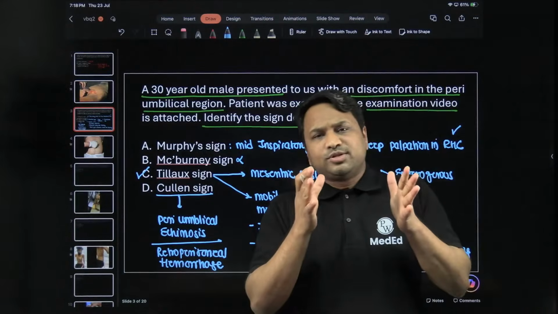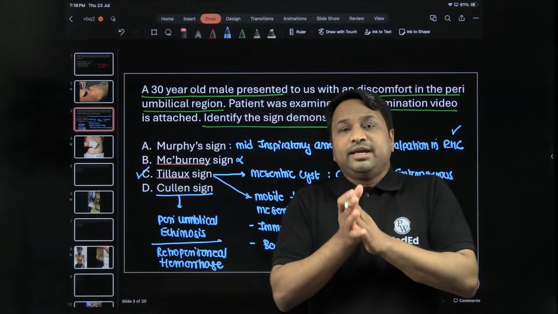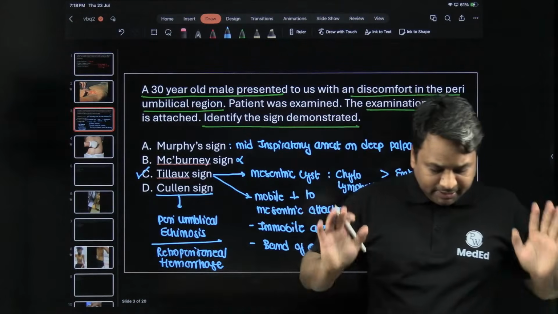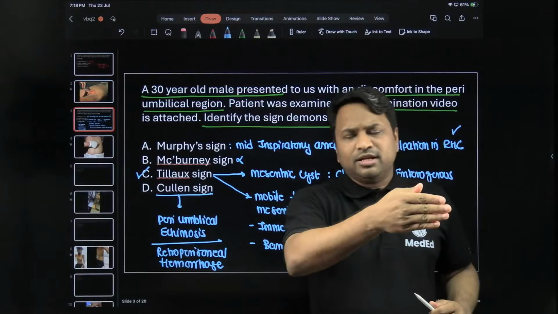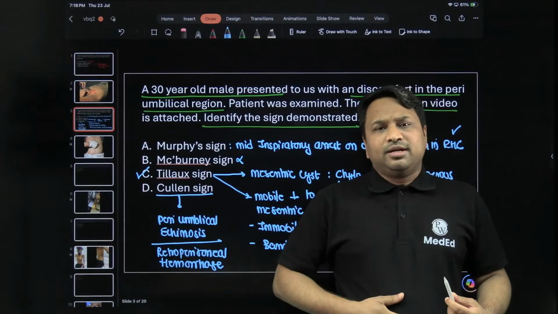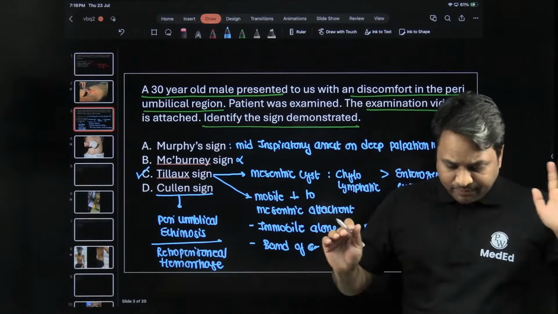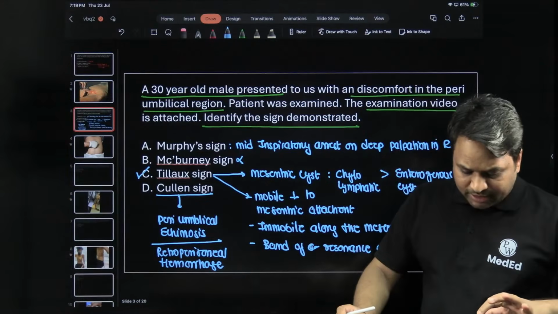What are the other signs? You can also see the Fox sign. You have the Cullen sign, Grey Turner sign, and the Fox sign. Fox is along the inguinal region, Cullen's is periumbilical, and Grey Turner is a flank ecchymosis. There are three signs that you're going to watch. Great. So we have finished the two questions.